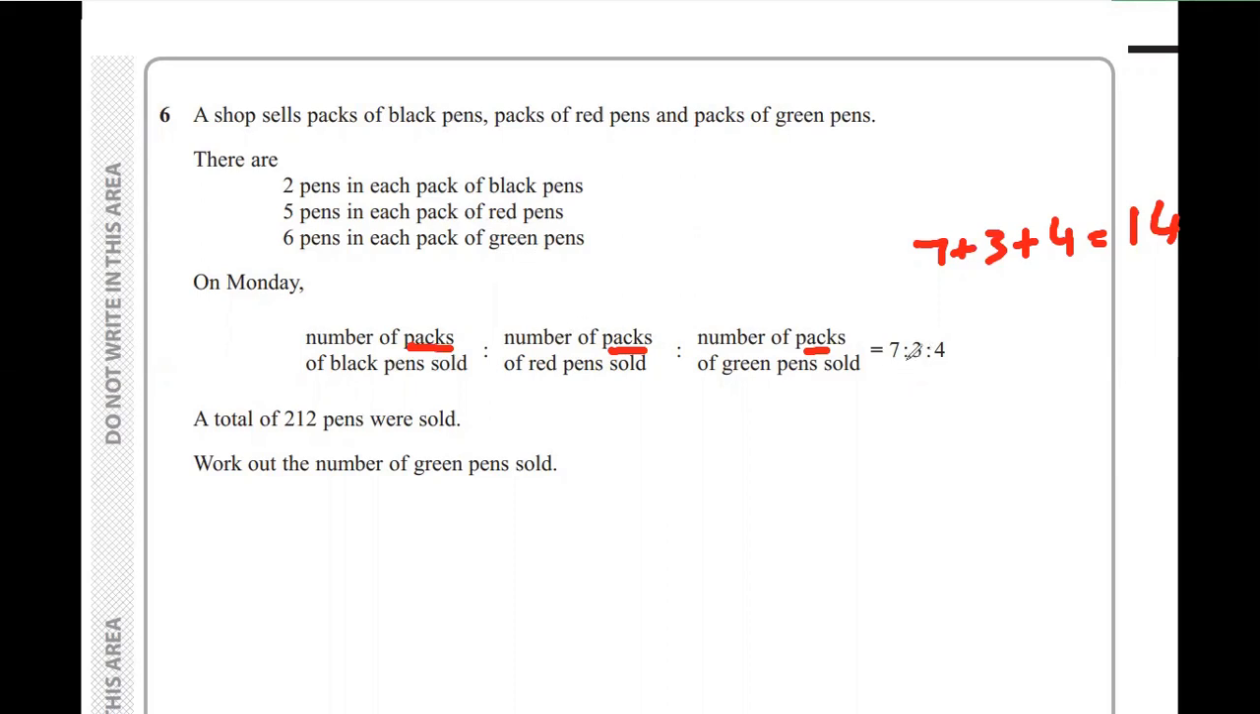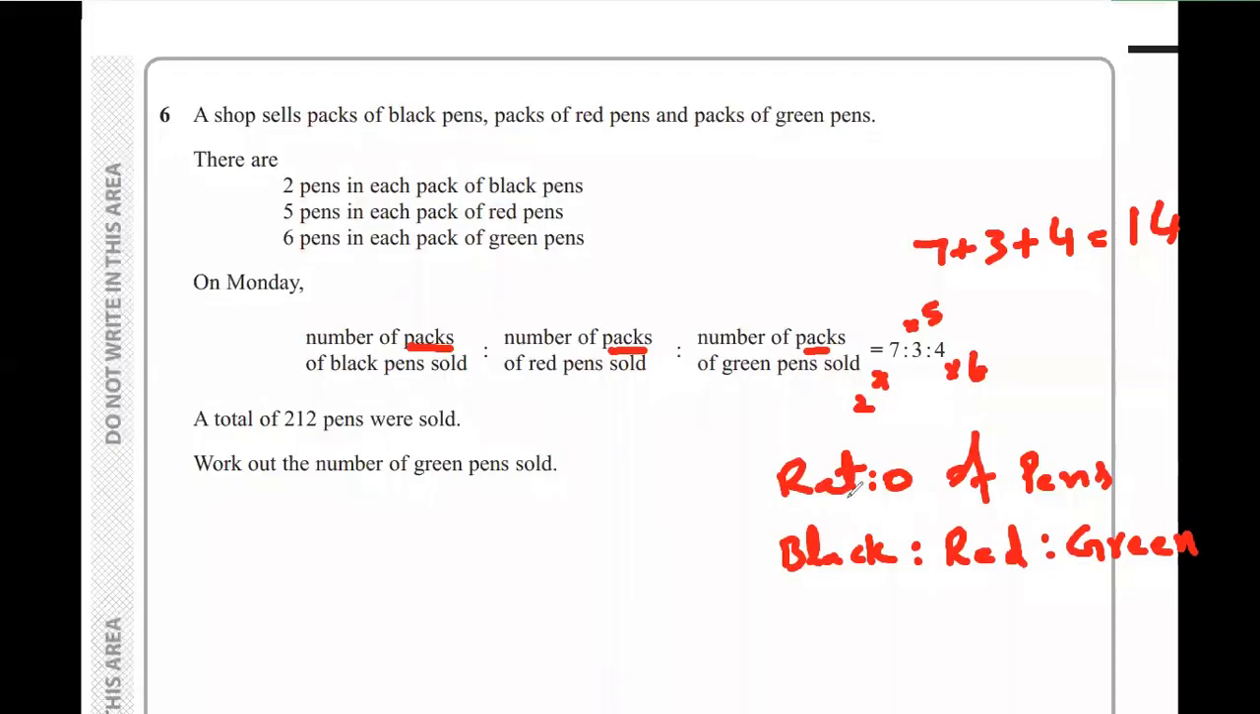So first of all, we need to work out the ratio of the pens that are sold. There are 7 packs of black pens and 2 pens in each black pack, so I need to times this one by 2. Then there are 5 pens in each pack of red pens, and for the red it's 3, so times it by 5. And 6 pens in each pack of green pens, so we times it by 4. So the ratio of pens, not packs, will be 7 times 2 is 14, 3 times 5 is 15, and 6 times 4 is 24.